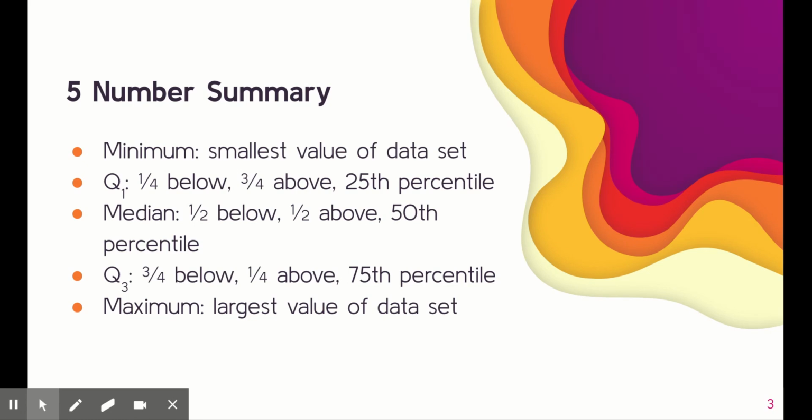The minimum, which is the smallest value of the data set. Q1, which is a quarter below or 3/4 above, and is the 25th percentile. The median, which is half below, half above, the 50th percentile. Q3, which is 3/4 below, a quarter above, which is the 75th percentile. And our maximum value, the largest value of the data set.